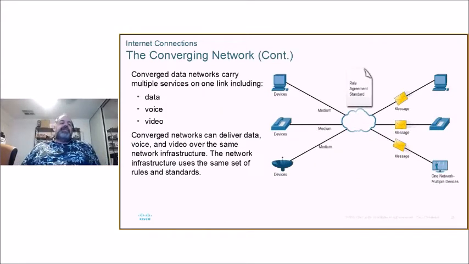So as I said, converged data is data, voice, and video. And so converged networks can deliver data, voice, and video over the same network infrastructure. That infrastructure uses the same set of rules and standards. And so basically, yeah, one network can do it all.